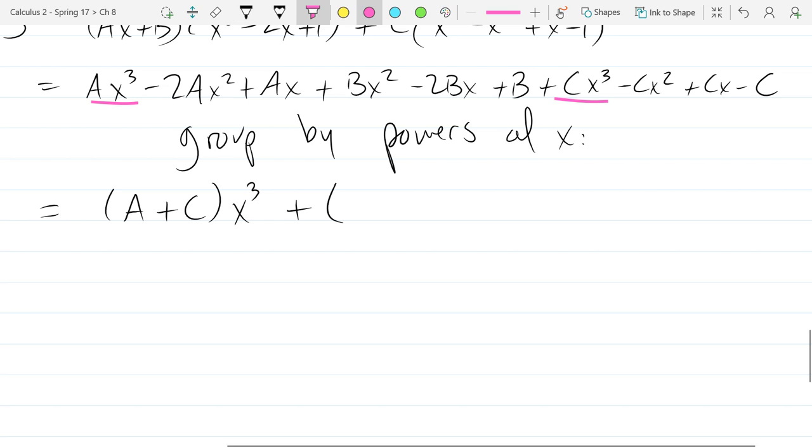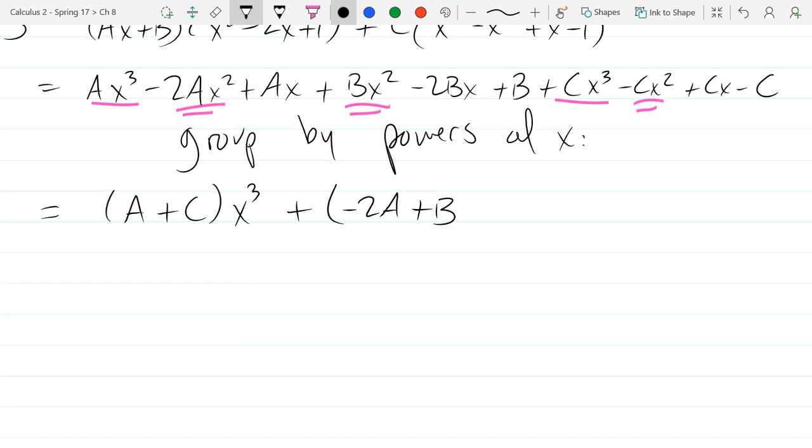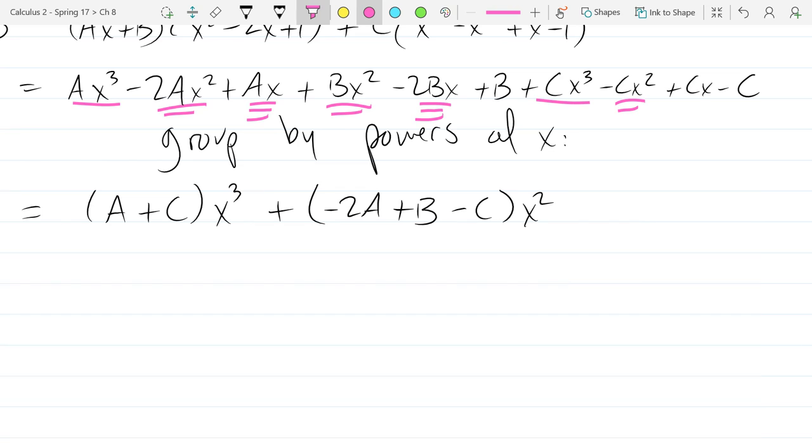Plus, now I'm going for all the x squareds. So I'll underline them twice. So we have minus 2a plus b minus c x squared. And now we'll go for the x's. I'll underline three times. So we got a plus minus 2b plus c, and everything that's not underlined should have no x's next to it.